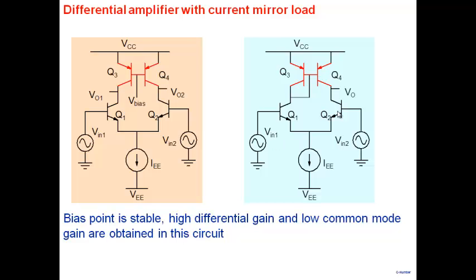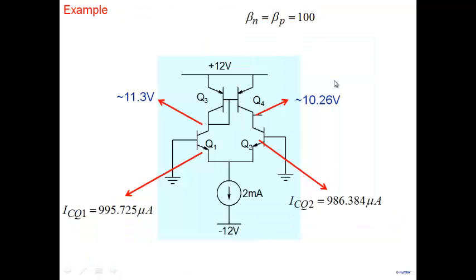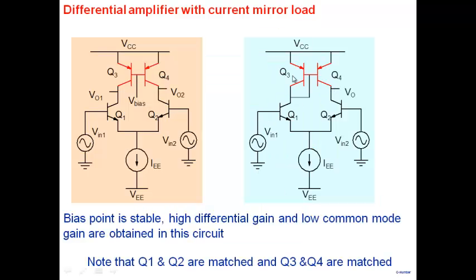It's not obvious looking at this particular circuit that it also gives you an advantage in terms of common mode gain. One, of course, is because of the current source, but there are other reasons too. Again, note, to make it work properly, Q1 and Q2 are matched, and Q3 and Q4 are also matched here. So what we need to do next is take this particular circuit and analyze it in more detail. Analyze the bias point, the differential mode gain, and the common mode gain here.